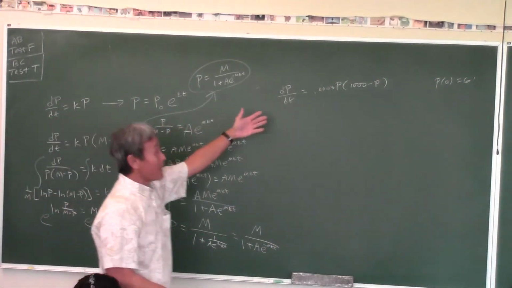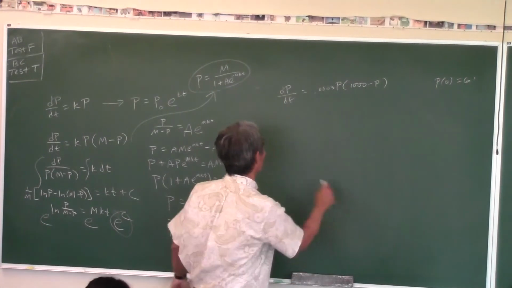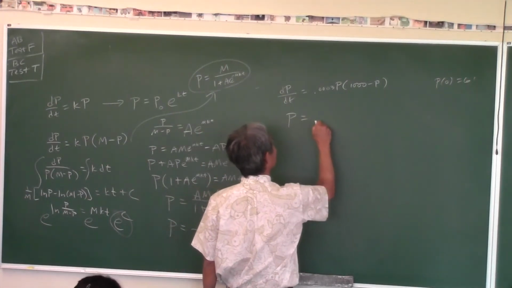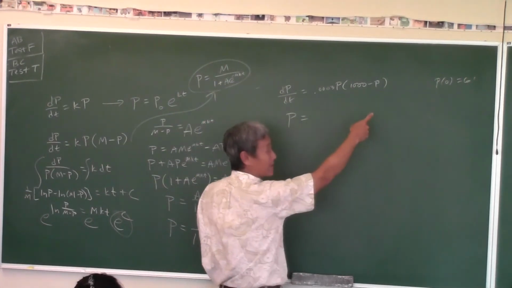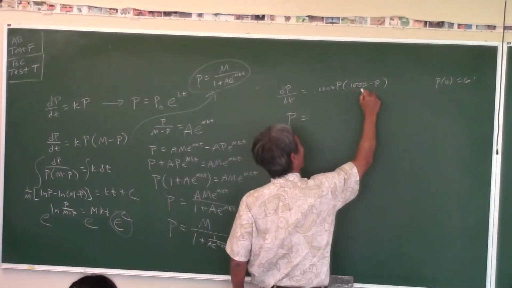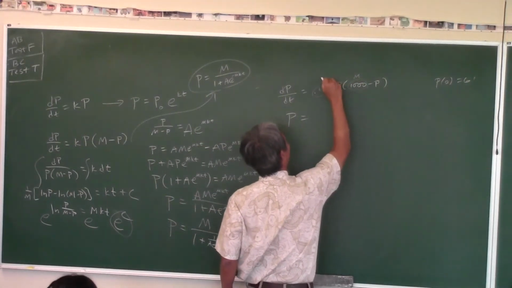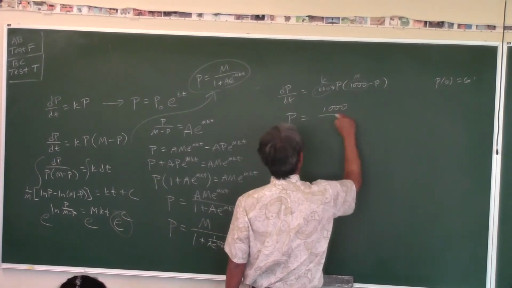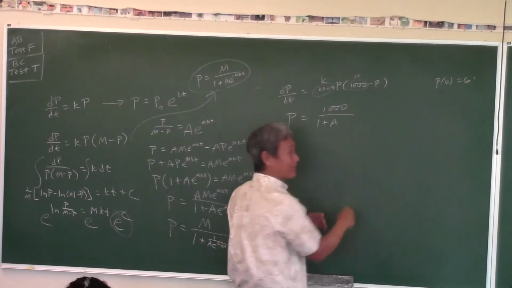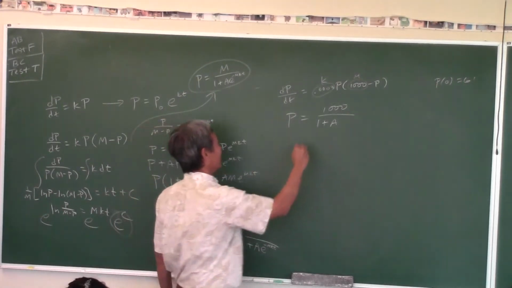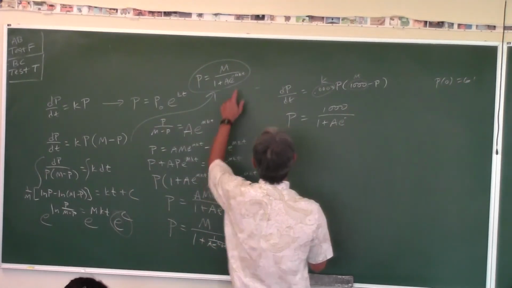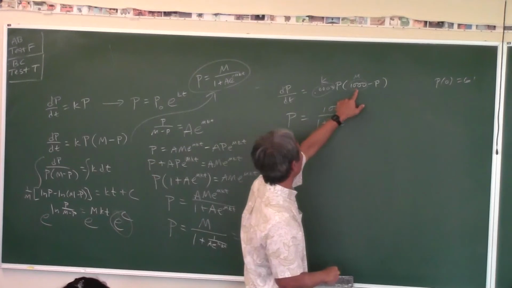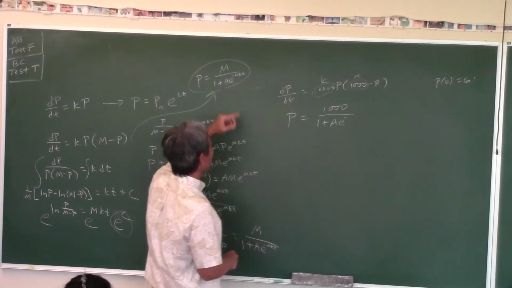So you see that this is the logistic equation. What do you immediately write down? P equals M over... and what is M in our problem? 1,000. Remember, this is M and this is K. That's all you've got to know. So 1,000 all over 1 plus A e to the negative MK. Now we haven't figured out what A is yet. If this is M and that's K, what is MK?